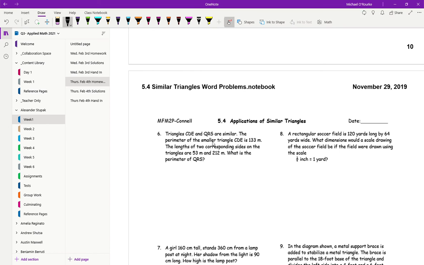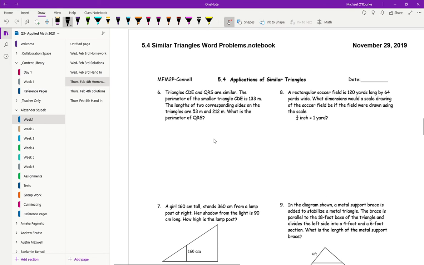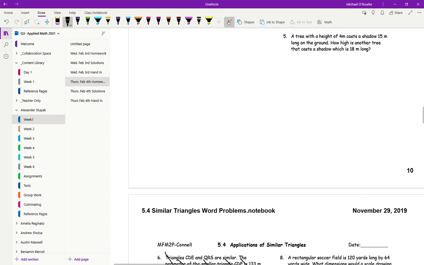Okay? Oh, what is that one? The perimeter of the small triangle is 133, the length of the 2 corresponding sides of triangles. Don't worry about 6. Okay? And away you go for your homework. If you have questions, I'll be here waiting for you if you have any questions to help out on. Besides that, 12:45 is when we are back.